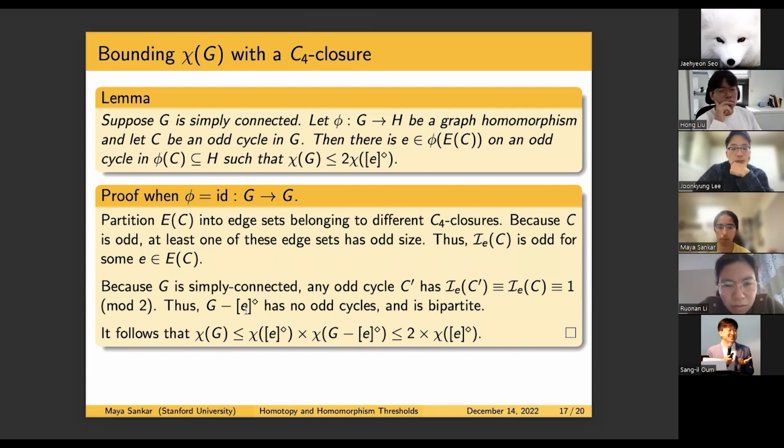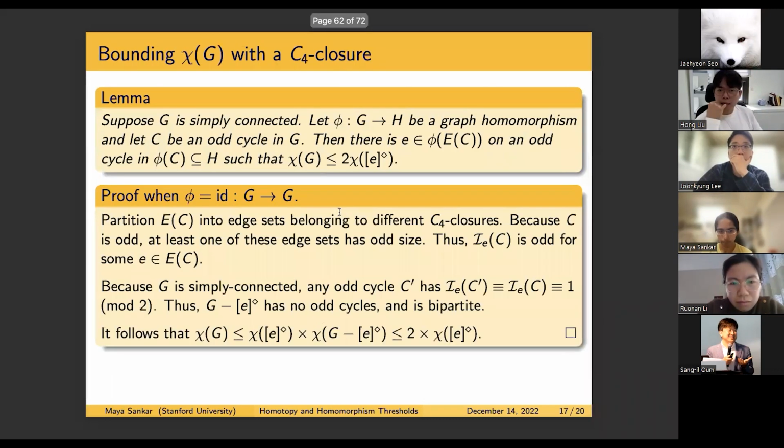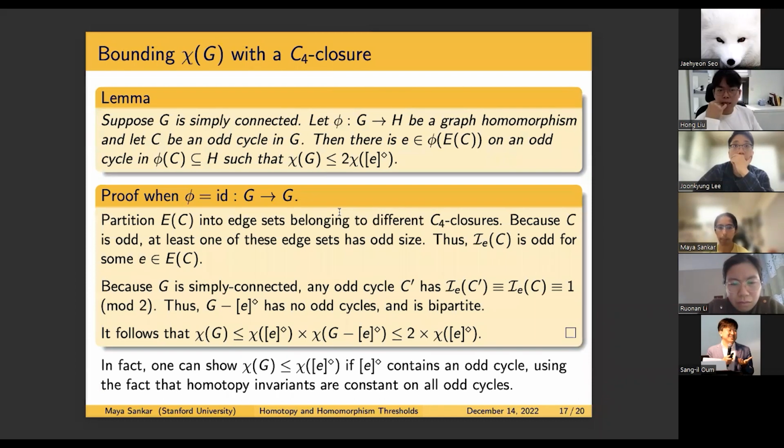And the last step is to observe that the chromatic number of G is at most the product of the chromatic number of two sets of edges that union to G. So the chromatic number of G is at most twice the chromatic number of the C4 closure. And I wrote down a better bound on the previous slide, a bound of max 4 and chi of the C4 closure. So you can actually do better here.